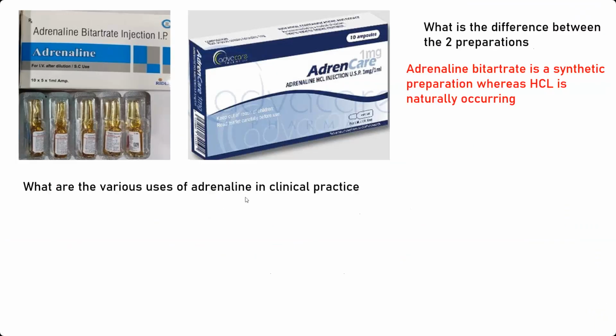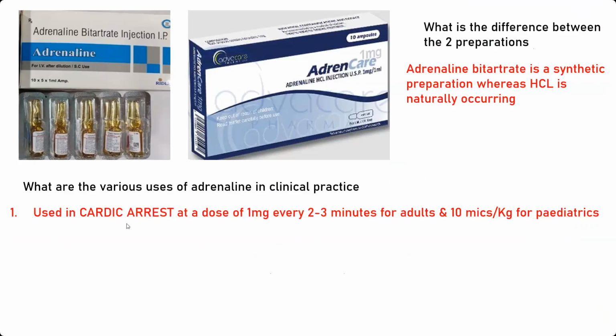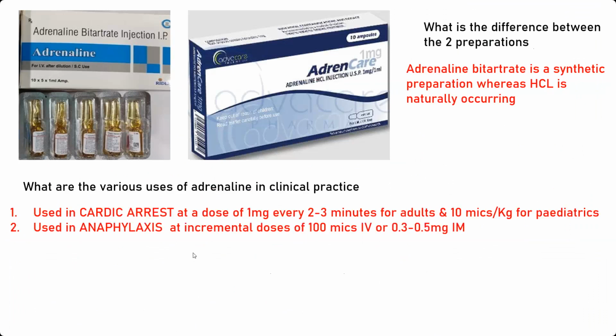What are the various uses of adrenaline in clinical practice? Cardiac arrest, anaphylaxis, bradycardia, bronchospasm, and along with local anesthetic. In cardiac arrest, 1 milligram every 2 to 3 minutes for adults and 10 microgram per kg for pediatric patients. Used in anaphylaxis, incremental doses of 100 mics IV, 0.3 to 0.5.